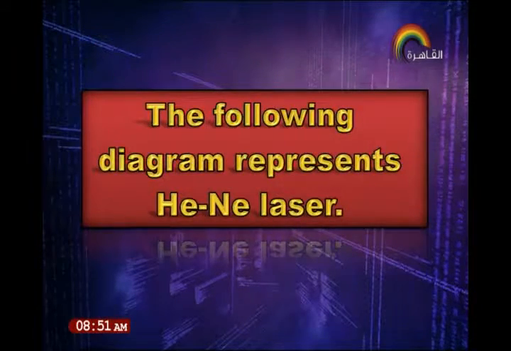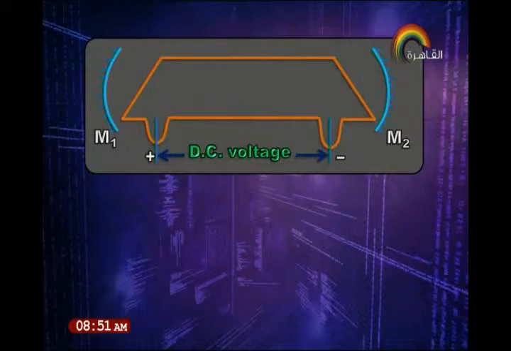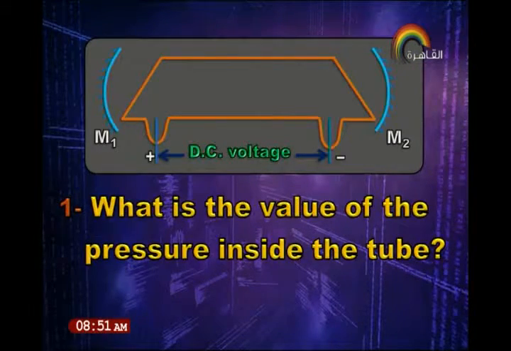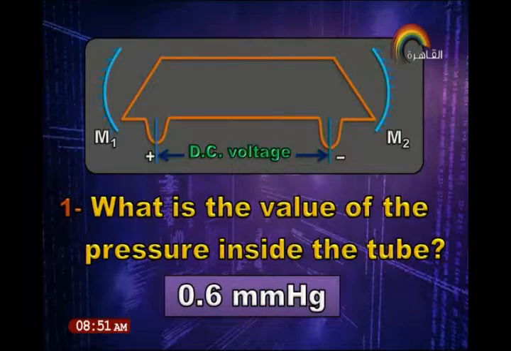The following diagram, we've got another sort of question, represents a helium-neon laser, okay? What is the value of the pressure inside the tube? It asks about the value of the pressure inside the tube. Of course, it's all easy. It is 0.6 millimeter Hg.